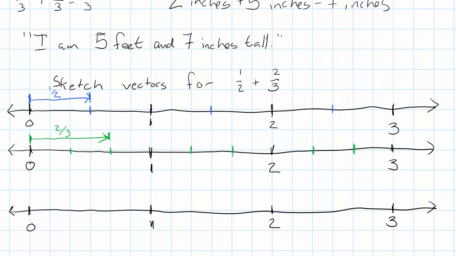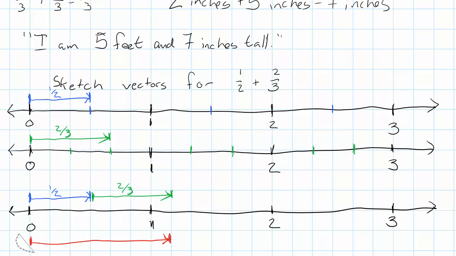So first I'm going to make a copy of my 1/2, and I'm going to move it down so that it starts at 0 on the new number line. Next I'm going to make a copy of my 2/3, and I'm going to move it down so that it starts where 1/2 ends on the new number line. So I don't know what number it is, but I know that my result vector is the vector that starts from 0 and ends where 2/3 ends.